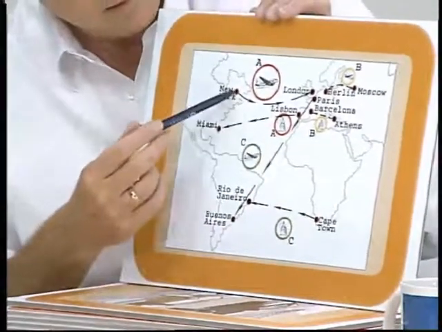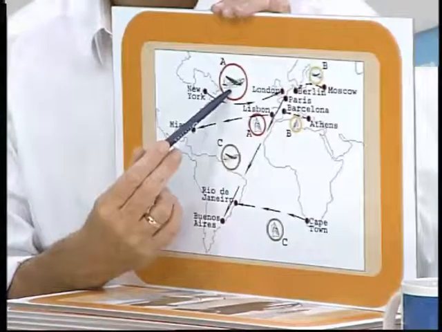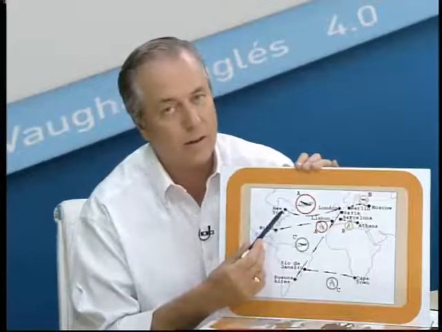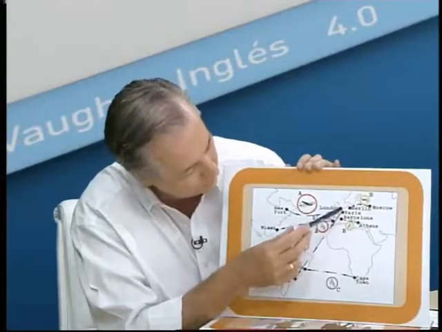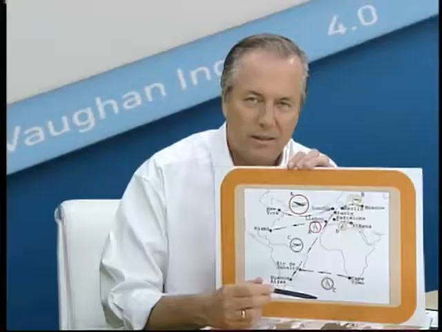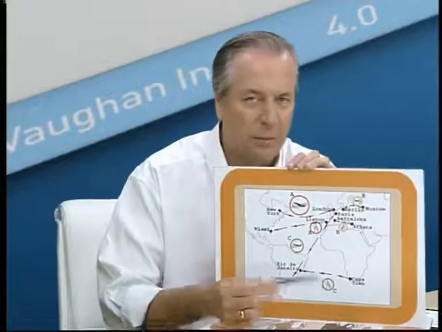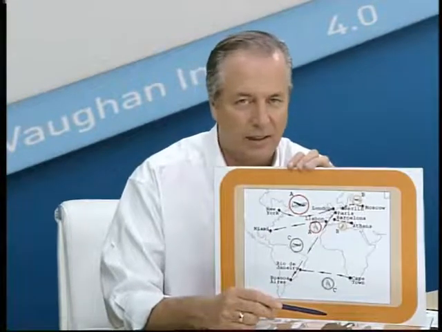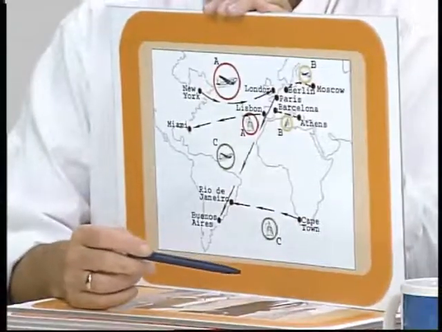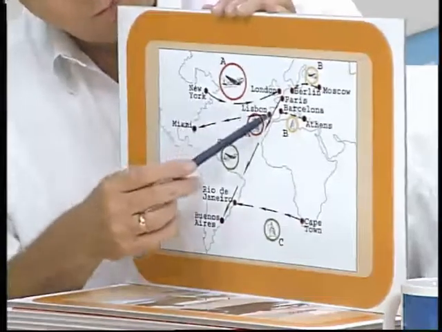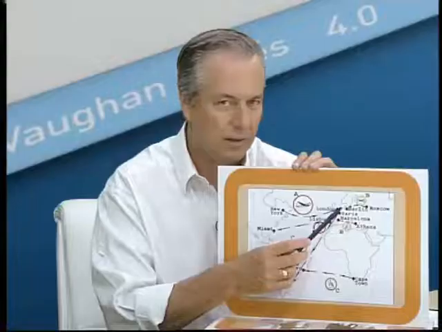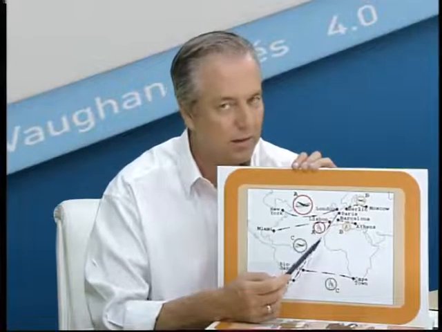And here, plane A is crossing the Atlantic. It's going from New York to London. New York isn't the capital of the United States. Washington is the capital of the United States, but London is the capital of the United Kingdom. And this plane, plane A, is going from New York to London. It's crossing the Atlantic. It's going from New York to London.